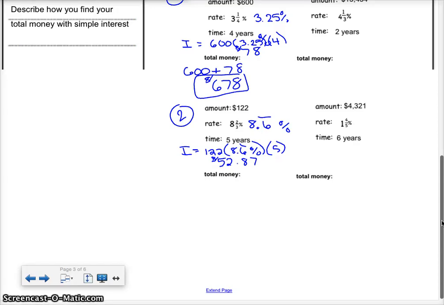Okay, then my total money would be 122 plus 52.87, which is calculated to $174.87. Okay. I'm going to pause the recording for a minute.